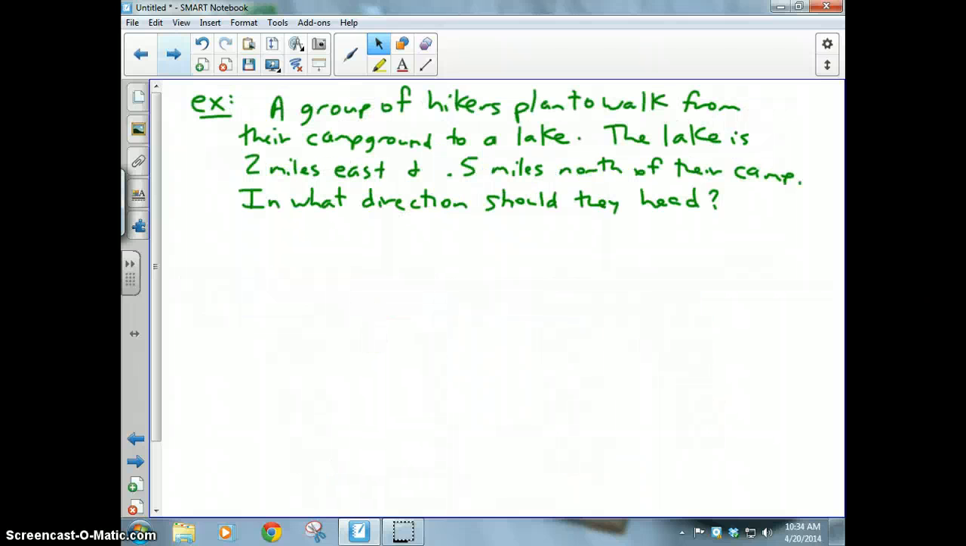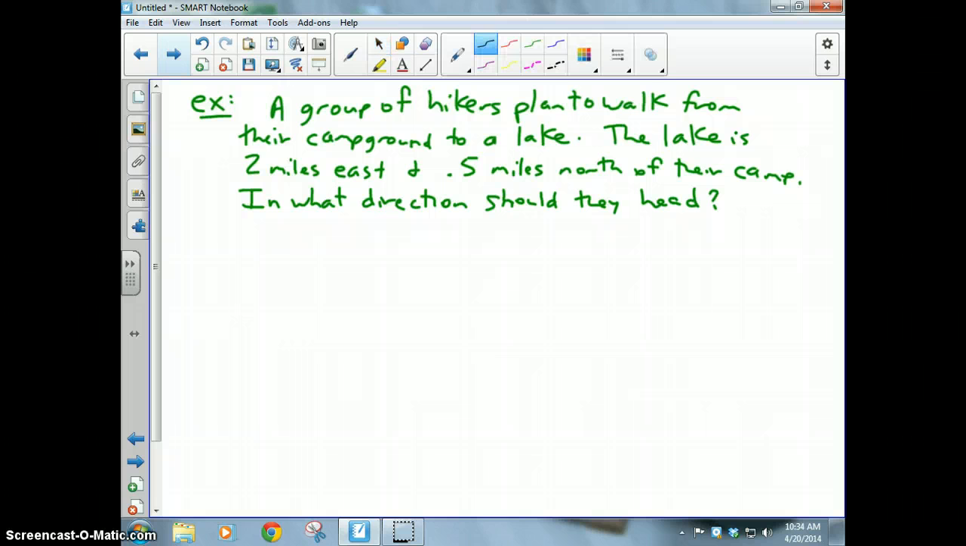Pause the video and copy this down if you'd like. What it says is a group of hikers plan to walk from their campground to a lake. The lake is 2 miles east and 0.5 miles north of their camp. In what direction should they head?